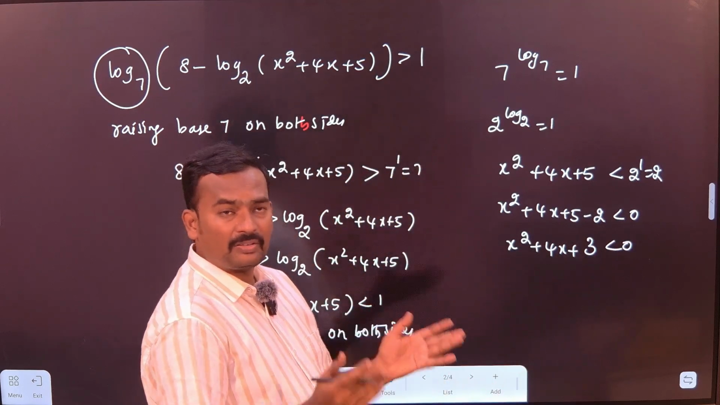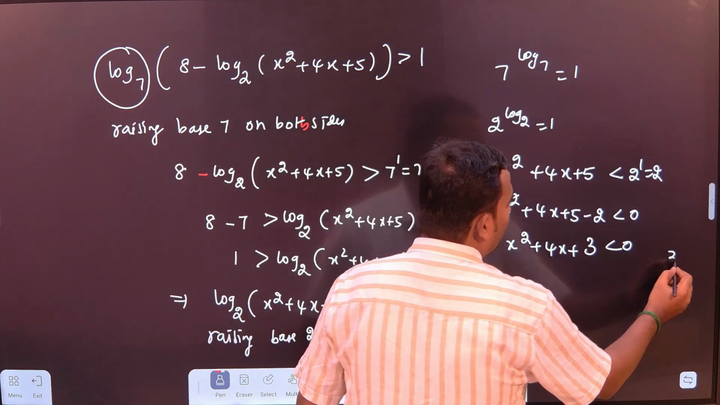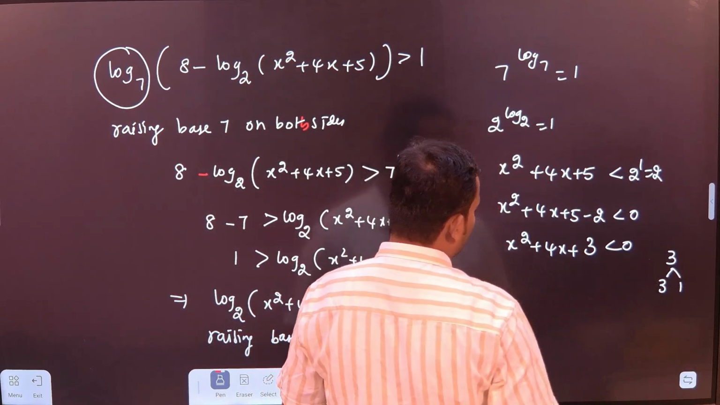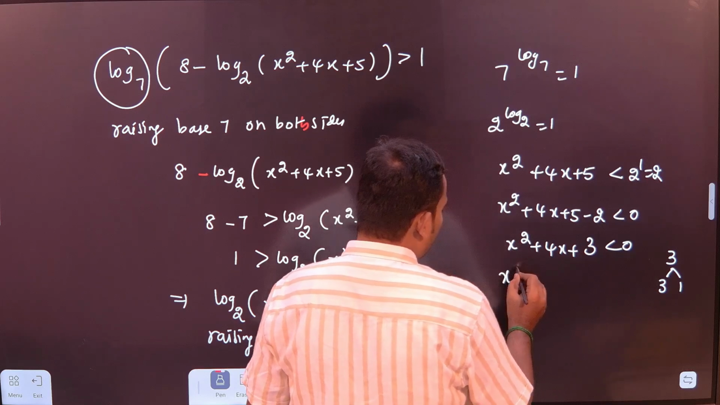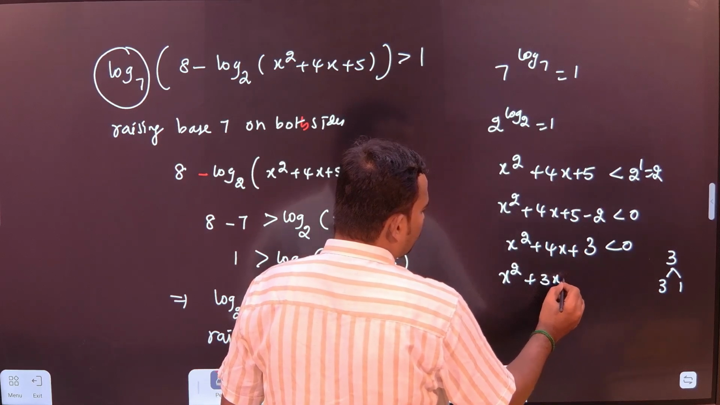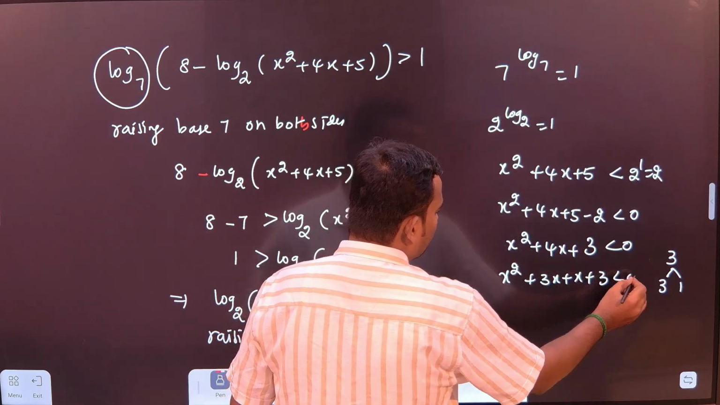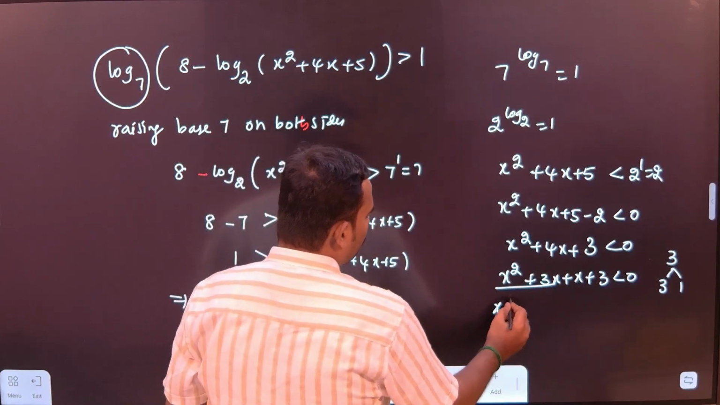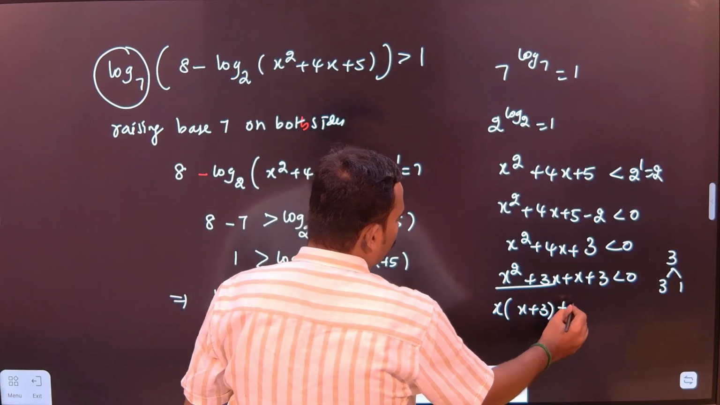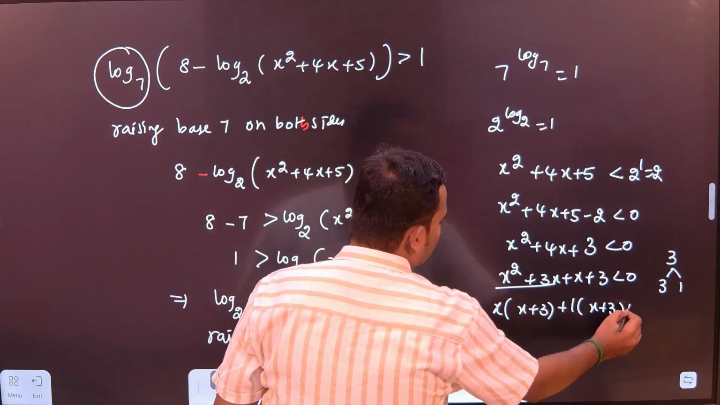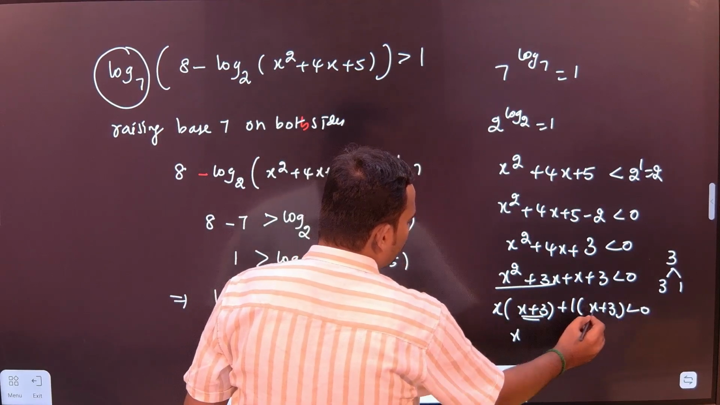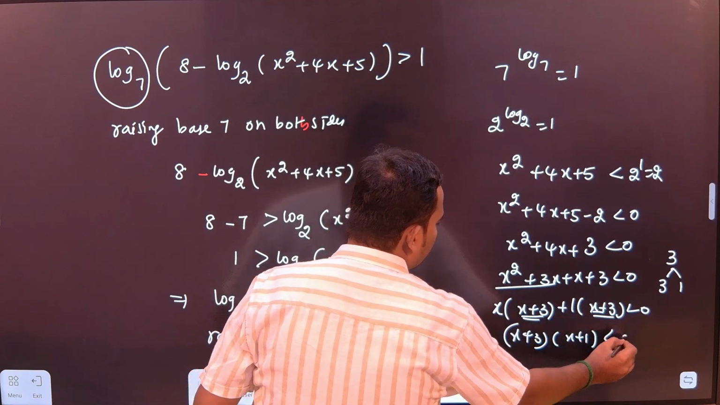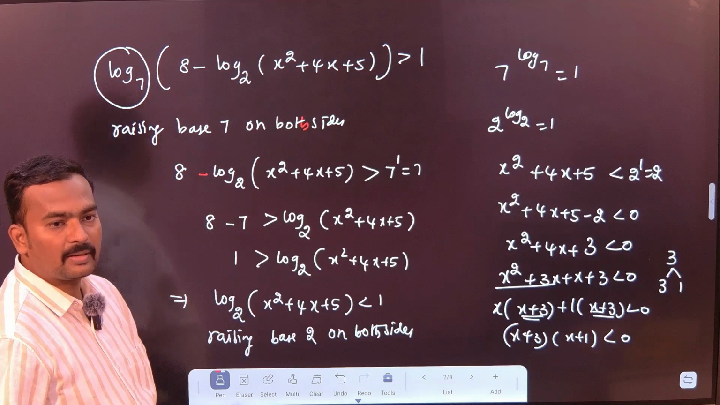So now you have to factorize this one. The product is 3, the sum is 4. 3 into 1 is possible. So you can factorize this: x square plus 3x plus x plus 3 less than 0. First two terms, you can see which is common. X you take common, x plus 3, plus 1 you take, x plus 3 is less than 0. Therefore, the whole expression which is common, x plus 3, take it out, x plus 1 is less than 0. I hope everyone understands, right?